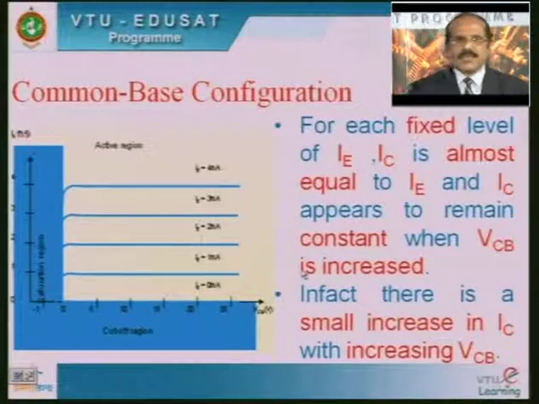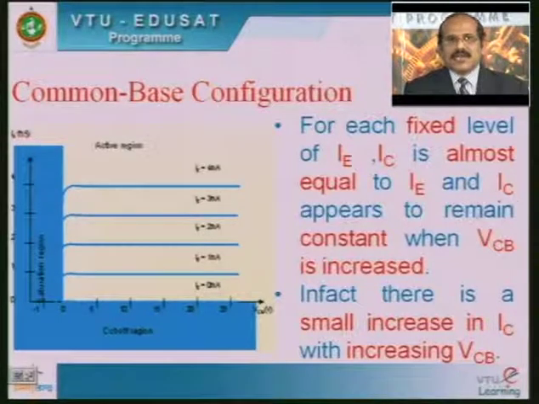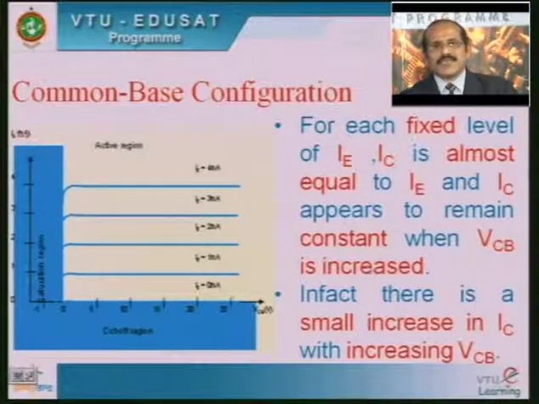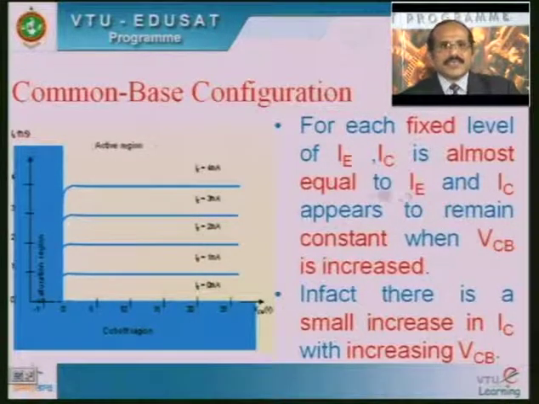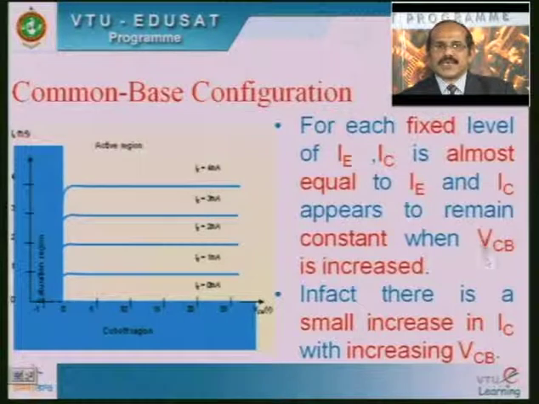Once again, note that for each fixed level of IE, IC is almost equal to IE. That means IC appears to remain constant when VCB increases. So IC, the output current, is independent of the output voltage, that is the reverse bias applied across the collector base junction.